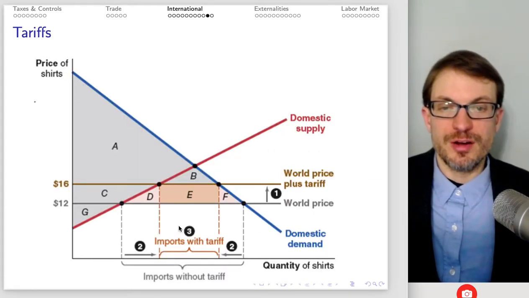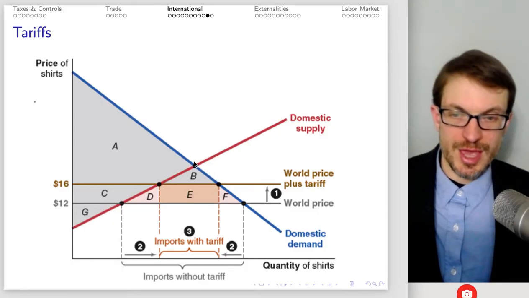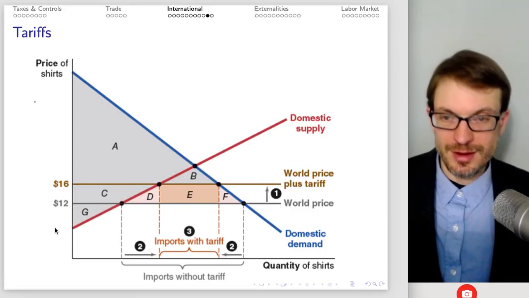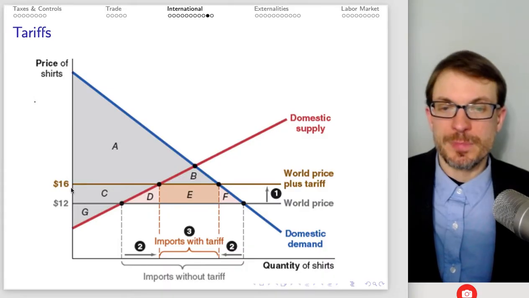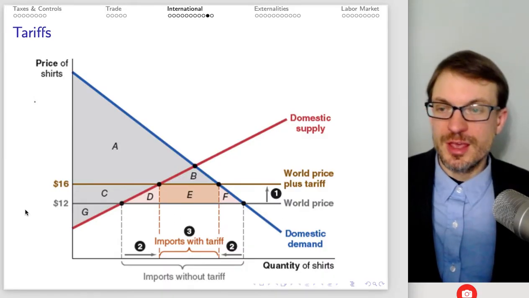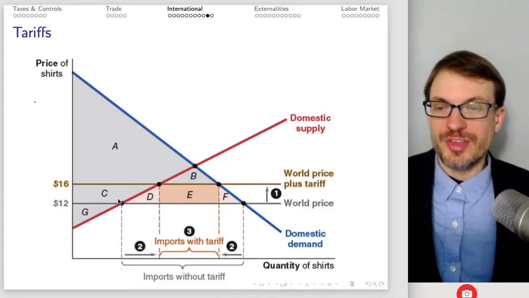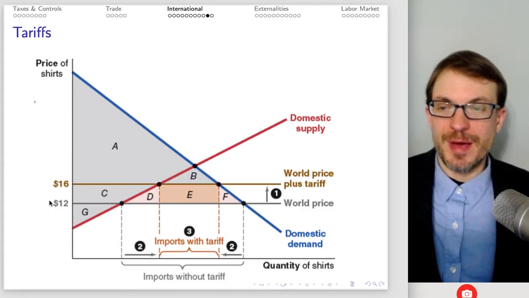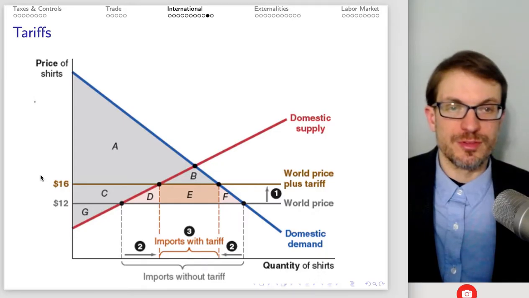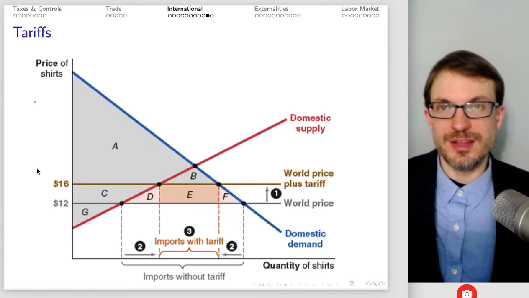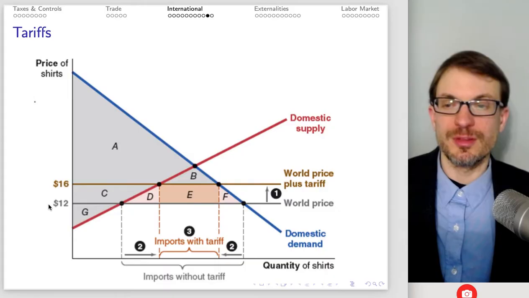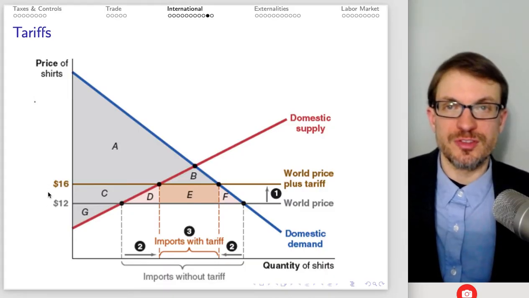Here's a picture of a tariff. So here we have a situation where the world price is below the equilibrium price, right? Here's a domestic demand, domestic supply. The world price is $12. This has now got a $4 tariff that's been applied, right? What's happened is, by adding this $4 tariff, a tax on imports, the idea is that that's going to raise the price in the market from $12 to $16.